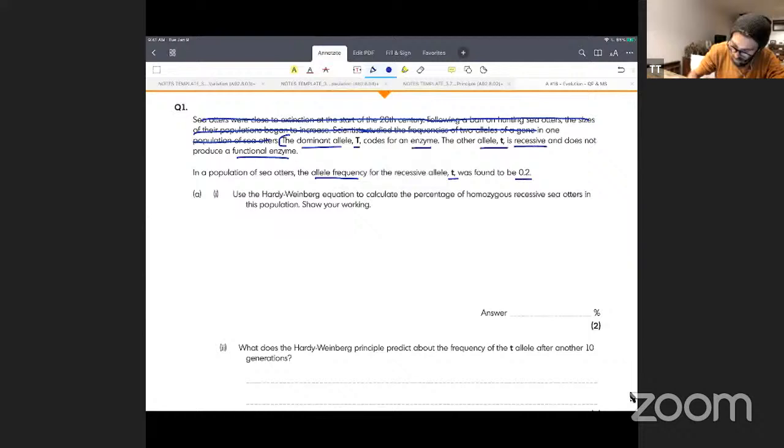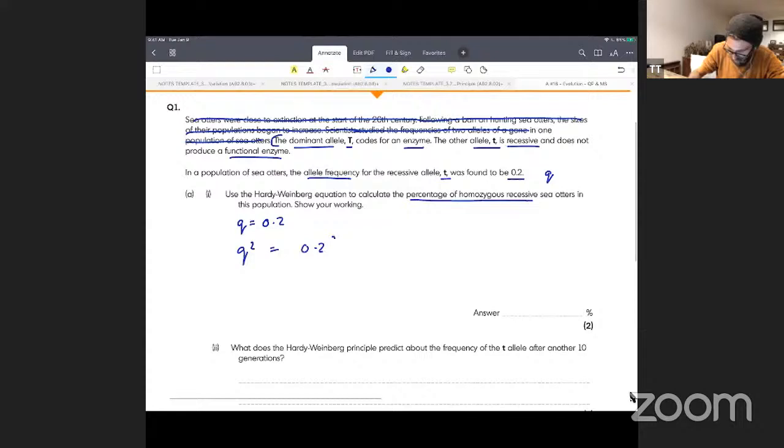Yeah, we know Q. So Q is equal to 0.2. What do we actually have to work out now? The percentage of homozygous recessive. Okay, well, that's just Q squared, isn't it? So it's just 0.2 squared. What do we get? It's never obvious when you're squaring decimals that are less than one. 0.04. Yeah, so 4%.